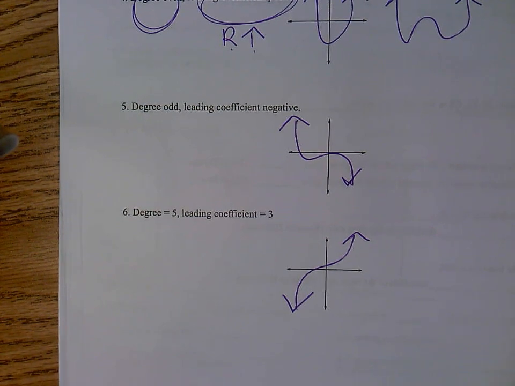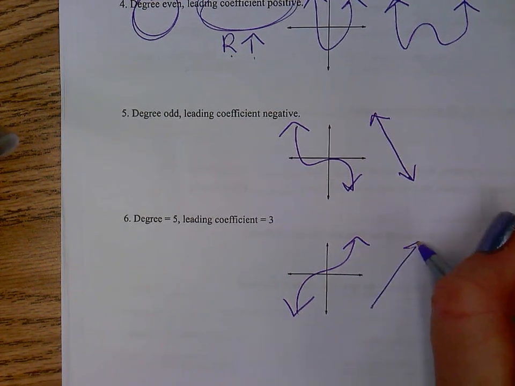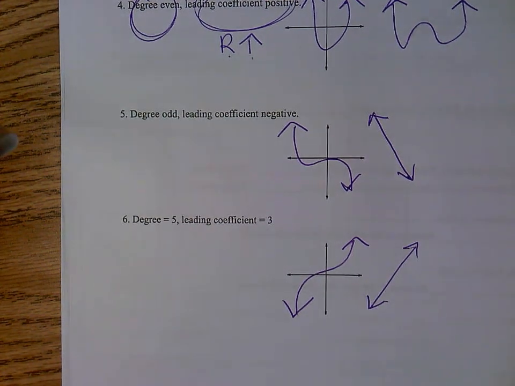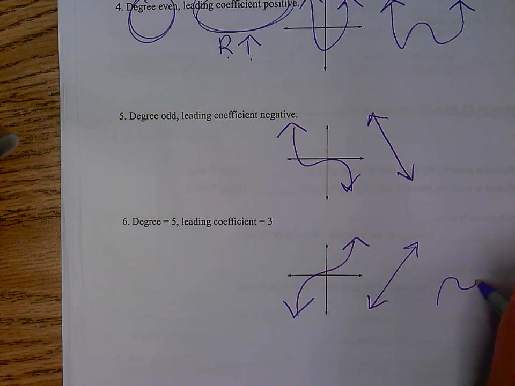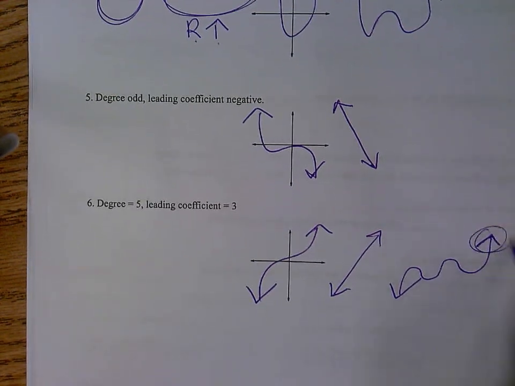So 5 and 6 should be something kind of like that. The leading coefficient is negative, so this is pointing down, and they're going in opposite directions. This one, the leading coefficient is positive, but the degree is odd, so they're going in opposite directions. You could also just draw a straight line. So this is also okay because we know that a line is a polynomial function. You could draw something that has multiple bumps as long as at the end, this side is going up and this side is going down.